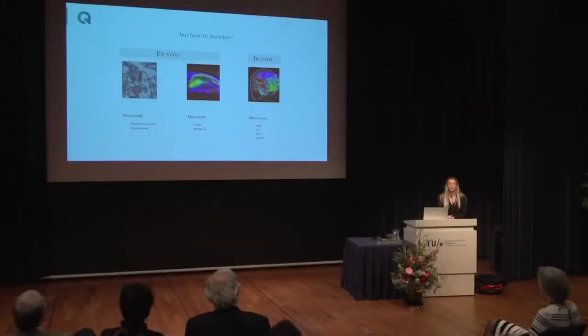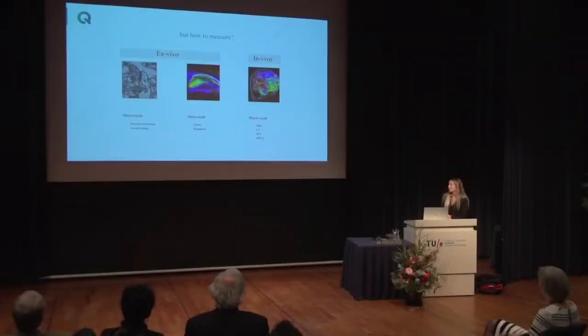There are a lot of different imaging techniques that can study the brain anatomy and connectivity, and I've divided them by ex vivo. Some at the microscale: electron microscopy, axonal tracing. On a mesoscale, these beautiful images of CLARITY and Brainbow that you've for sure seen on the covers of Nature and Science. And macroscale: this is MRI, CT, PET, and so on.